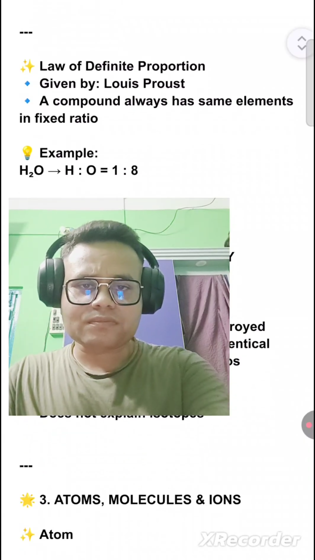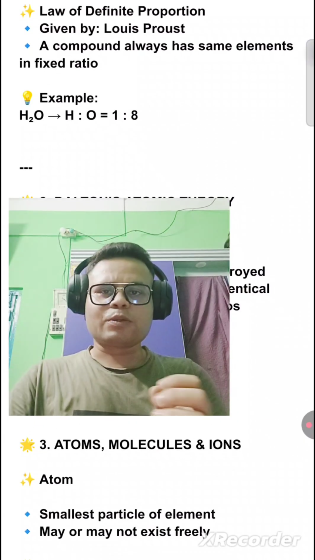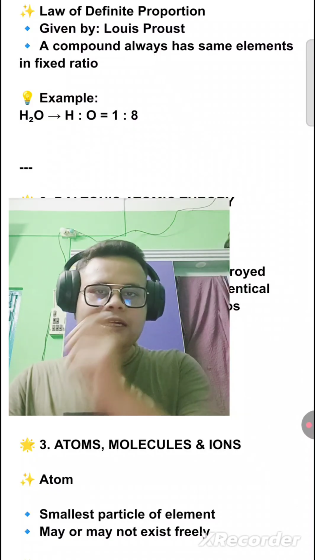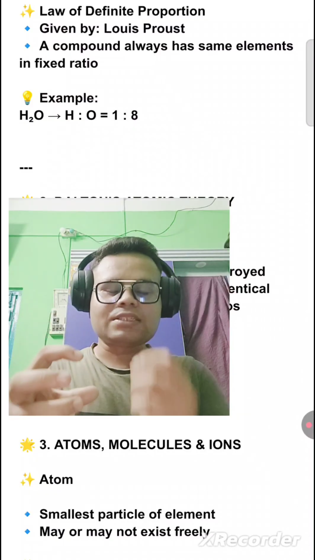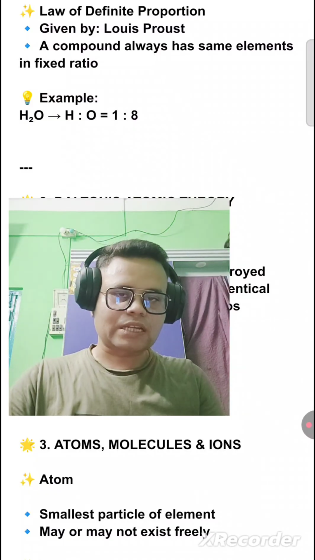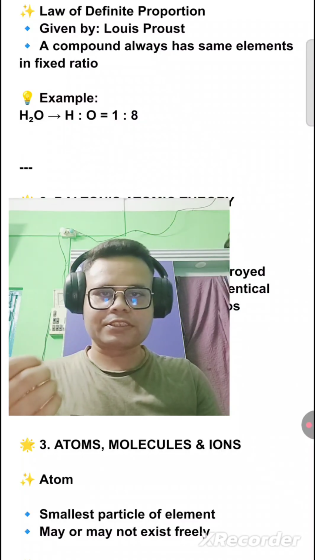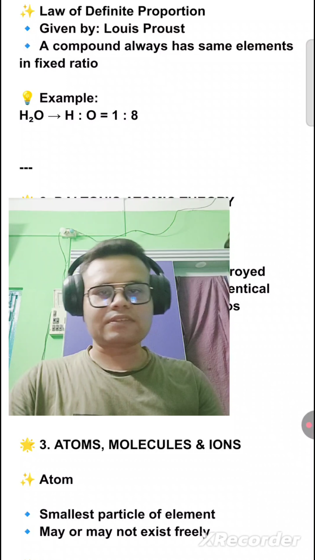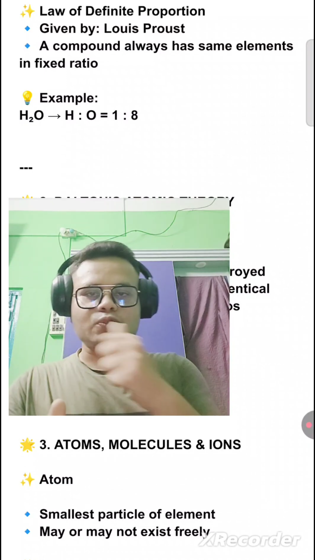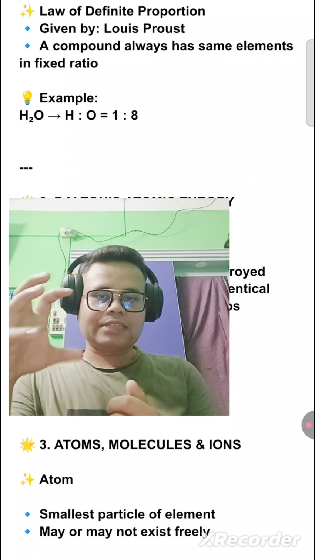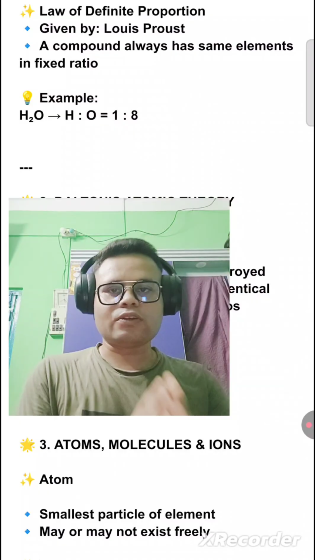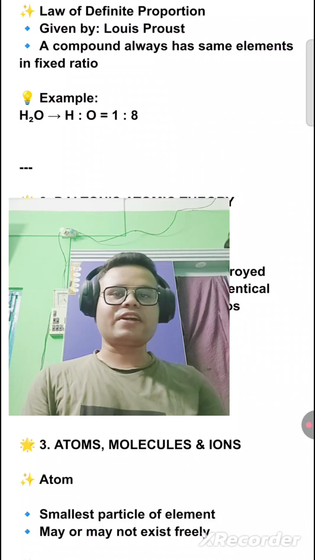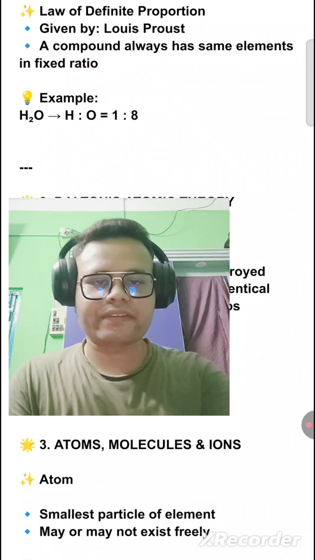After that, the law of definite proportions, given by Louis Proust. A compound always has the same elements in a fixed ratio. For example, H2O: the ratio of H to O is 1 is to 8. The simple defined ratio is 1 is to 8.